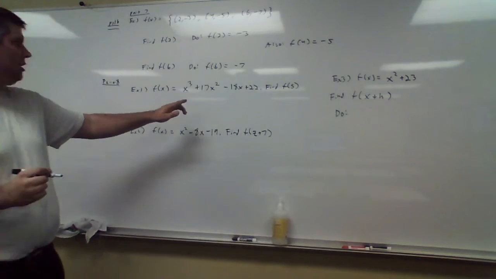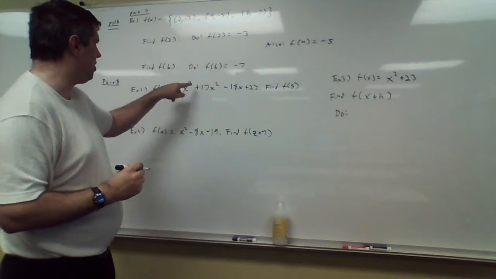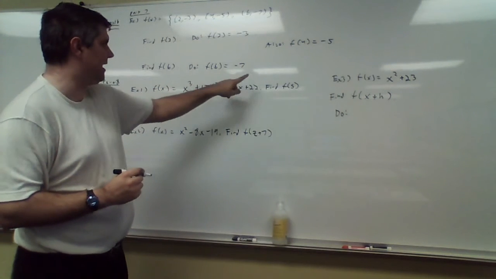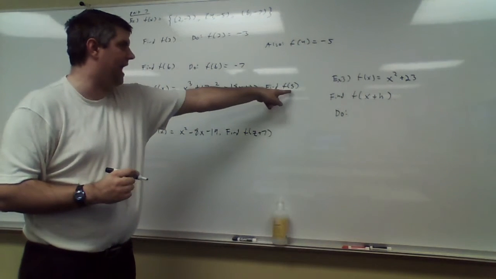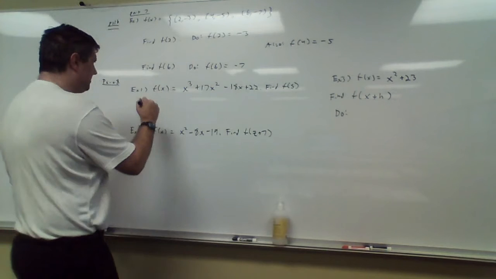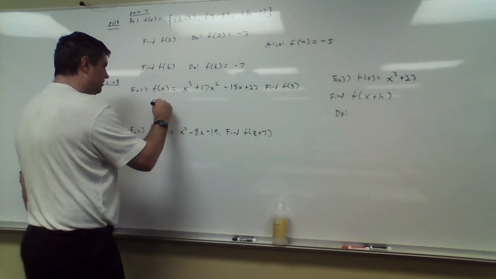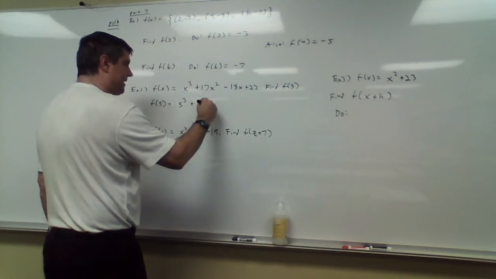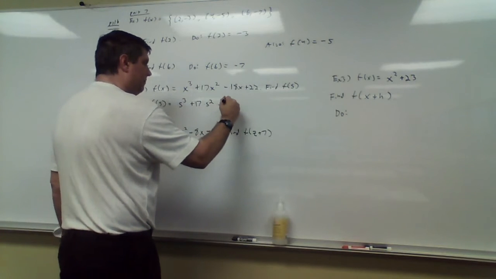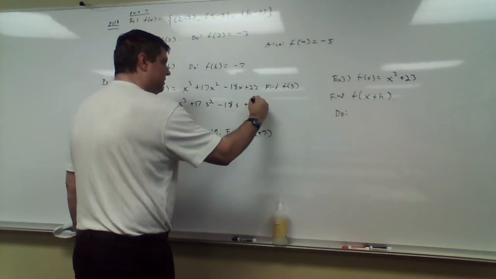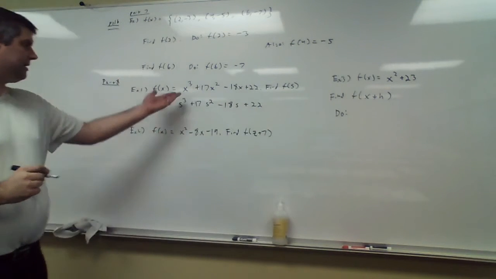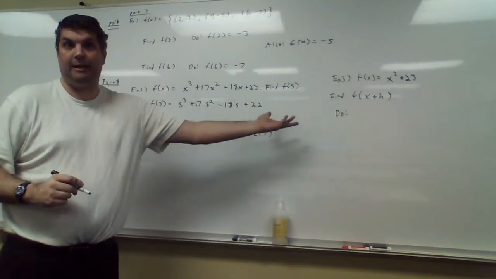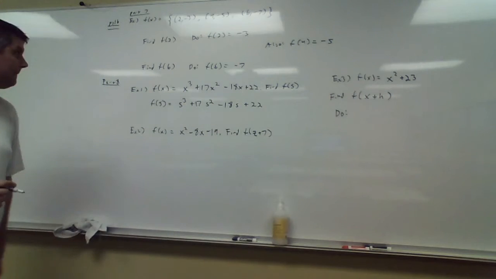Now, this one: f of x equals x cubed plus 17x squared minus 18x plus 22. Find f of s. Well, that's simple. f of s would equal s cubed plus 17s squared minus 18s plus 22. Everywhere I see an x, I stick in an s. That's it.